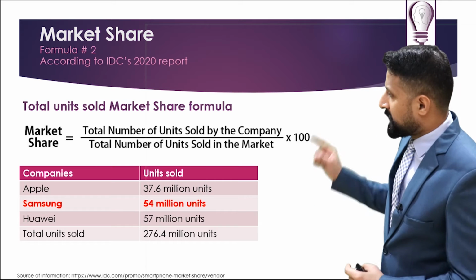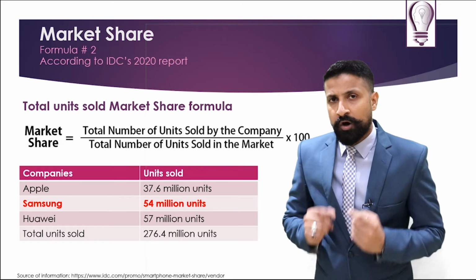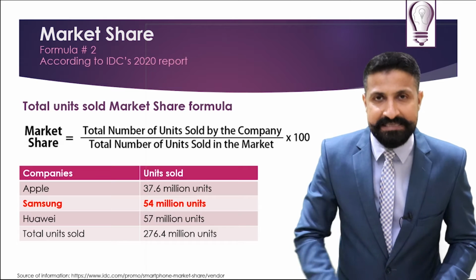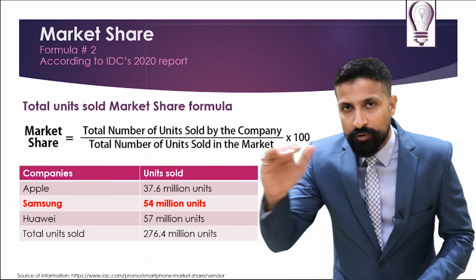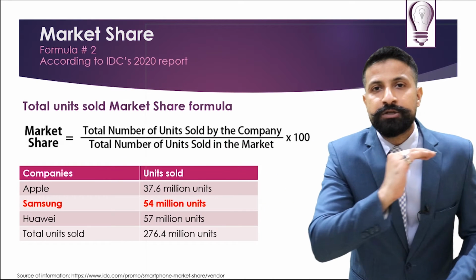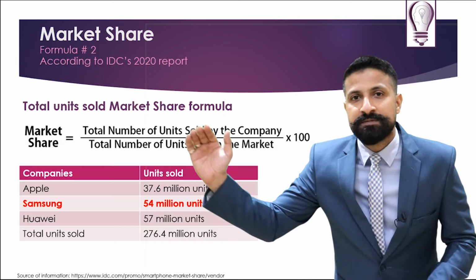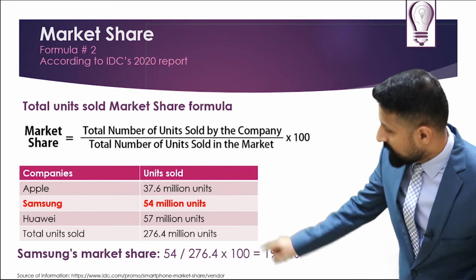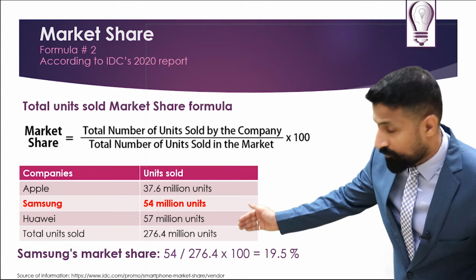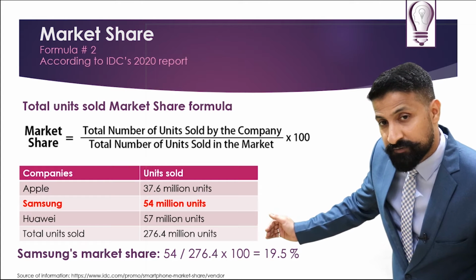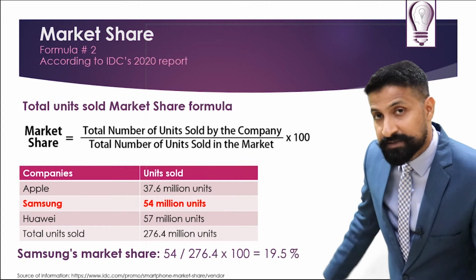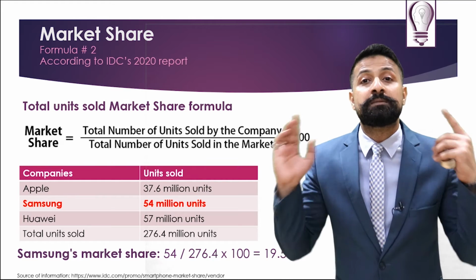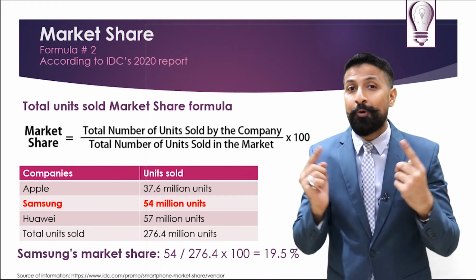Now I want you to calculate the market share of Samsung. How will you calculate? Hurry up. Yes, the number of units sold by Samsung over total number of units sold in the market times 100, and it looks like this. 54 over 276.4 times 100. So Samsung owns 19.5% market share in the whole world.